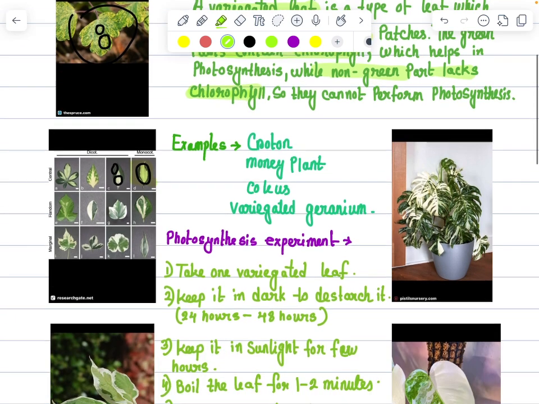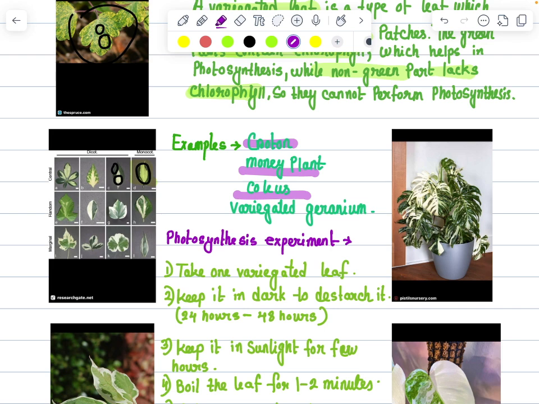Now we will understand some examples of variegated leaves. That can be croton, money plant, Coleus, or variegated geranium. You can easily notice this kind of plants in your garden. You can see that these plants have a non-green part and some others have a dark green part, like you can see in this picture. Here it is a dark green part and the non-green part is white in color.